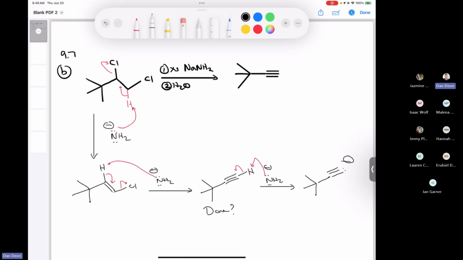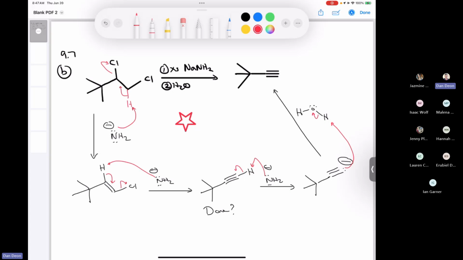And then to get to the end here, we're going to have a water molecule act as an acid, and the alkanide is going to pick up the proton from that. And there you have it. And again, this is a mechanism that I expect you to be able to draw. So with a geminal dihalide or a vicinal dihalide, you should be able to do this double elimination followed by deprotonation, followed by protonation in the end. Okay, so it's a two-step process to make a terminal alkyne like that.